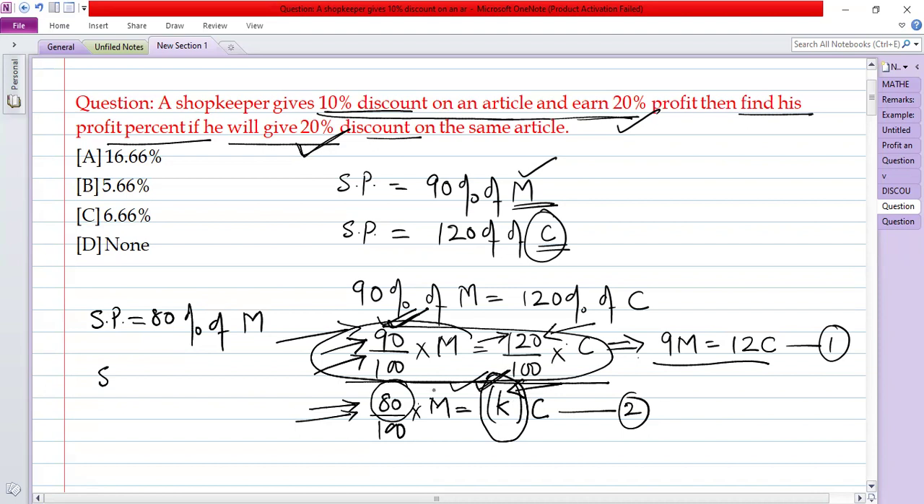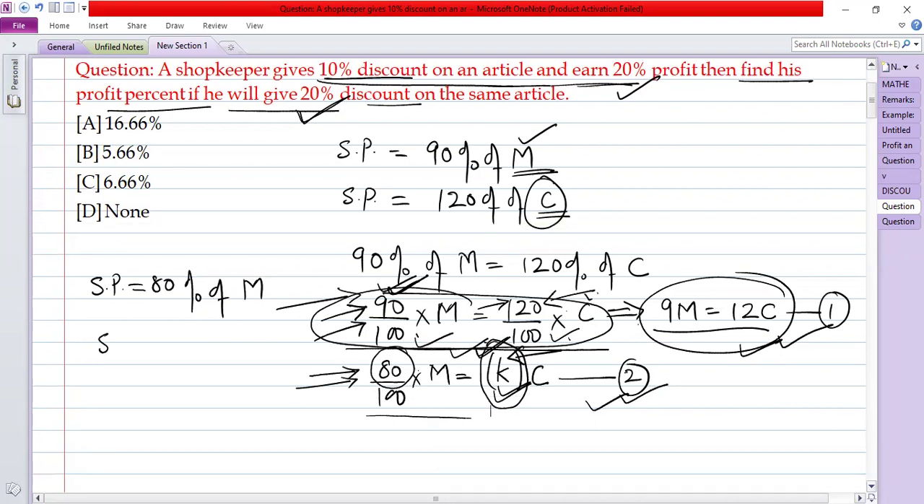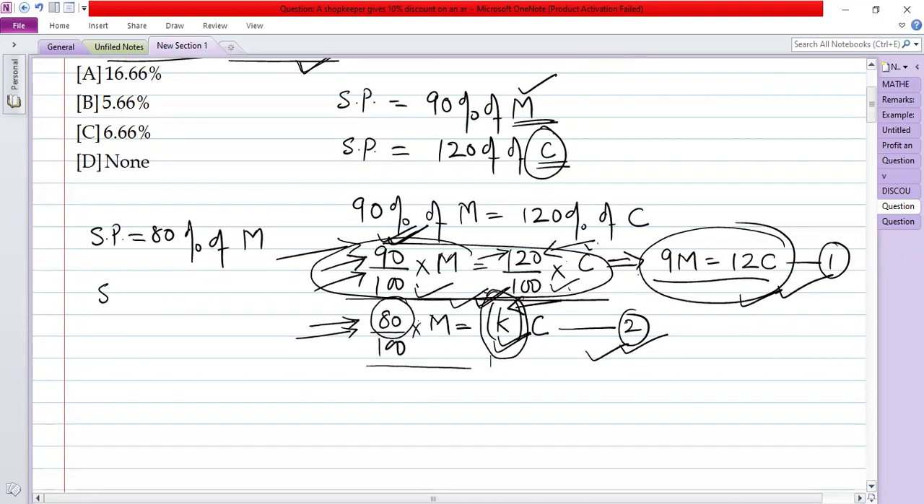Okay, now you can see this equation, 90 by 100 into M equal to 120 by 100 into C. This I have written in this way. And now this is the second equation. Now from equation 1 and 2, we have to find the value of K. There are multiple ways to find the value of K. The usual way is that we divide equation number 2 by equation number 1.